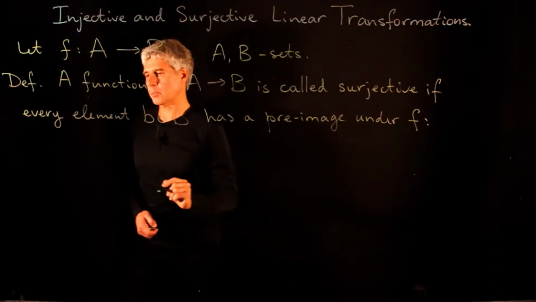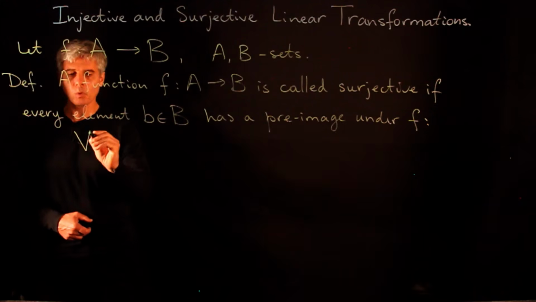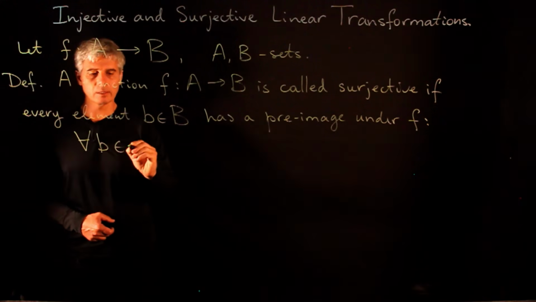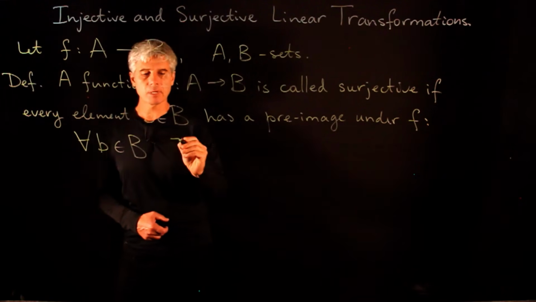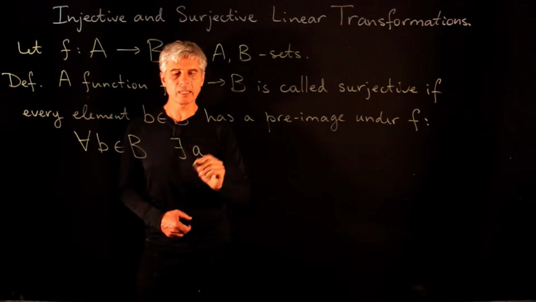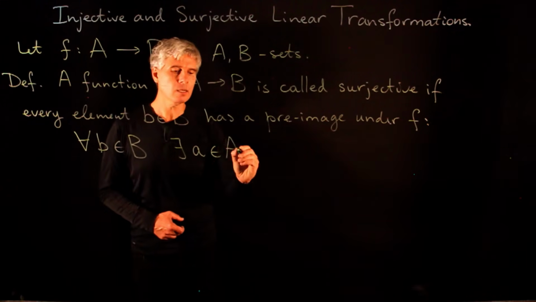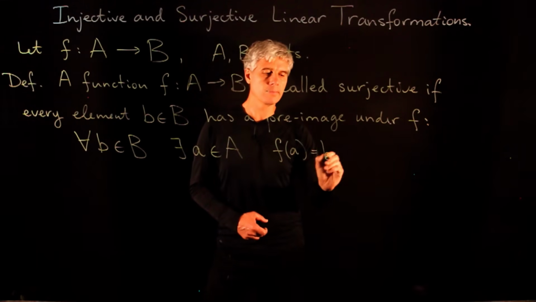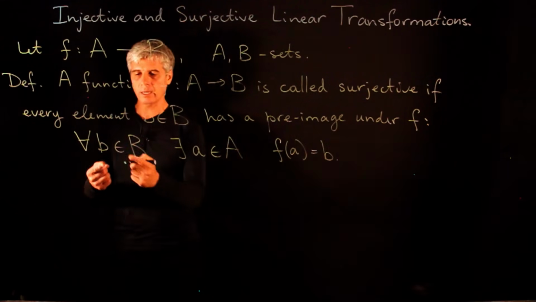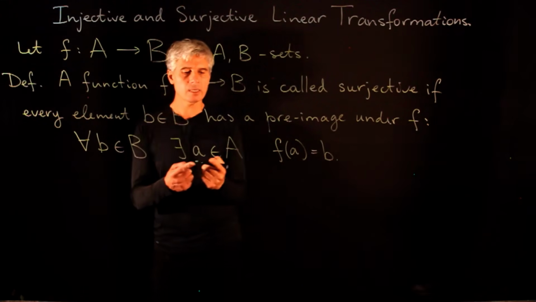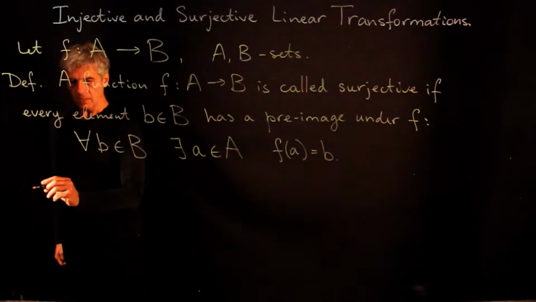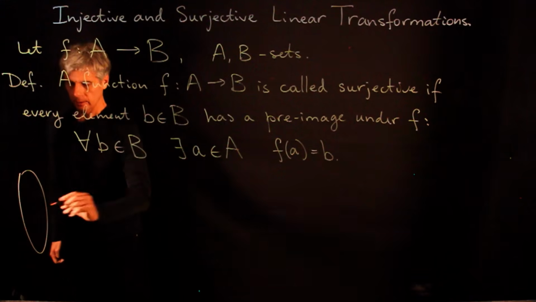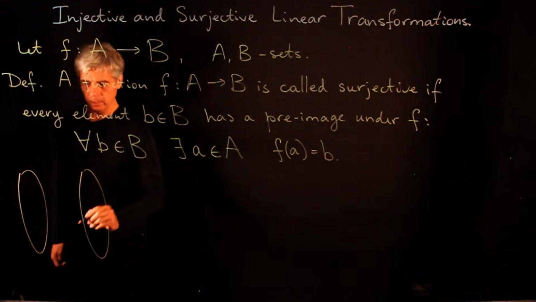So this can be expressed as the following statement, that for all B in the set B, there exists an element A in the set A such that f of A is equal to B. So this means that every element in B has a preimage in A. Now, diagrammatically, this can be drawn in the following way.